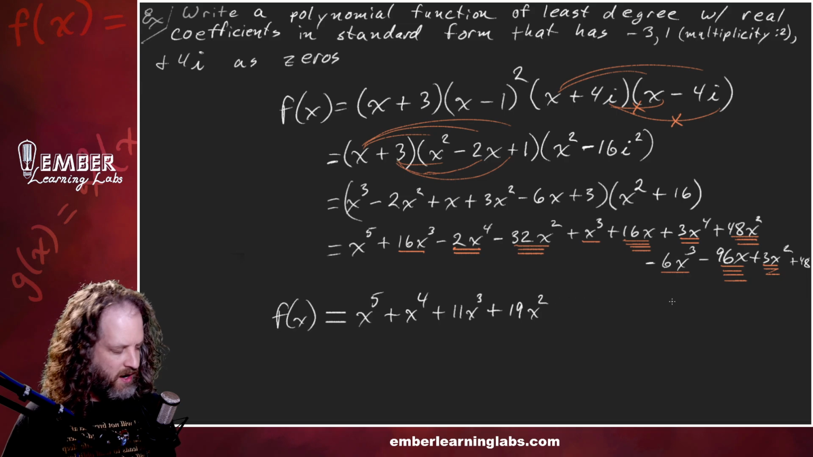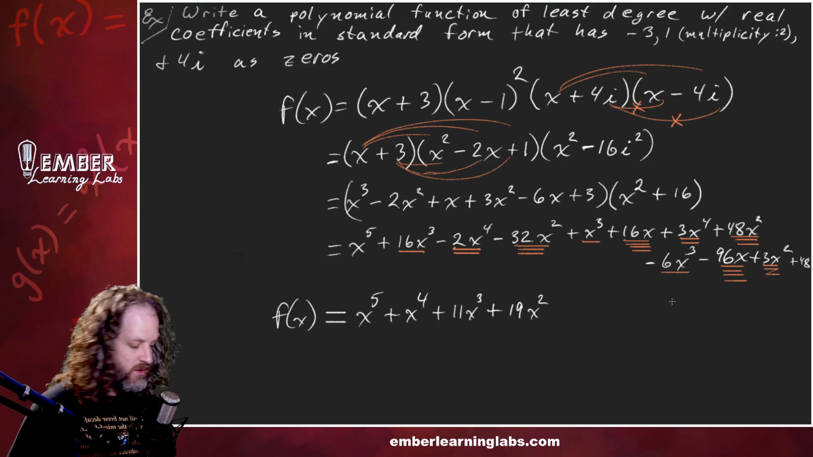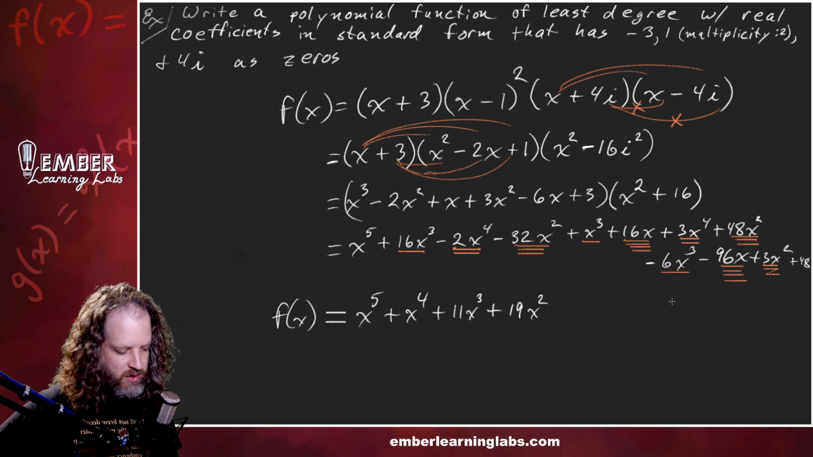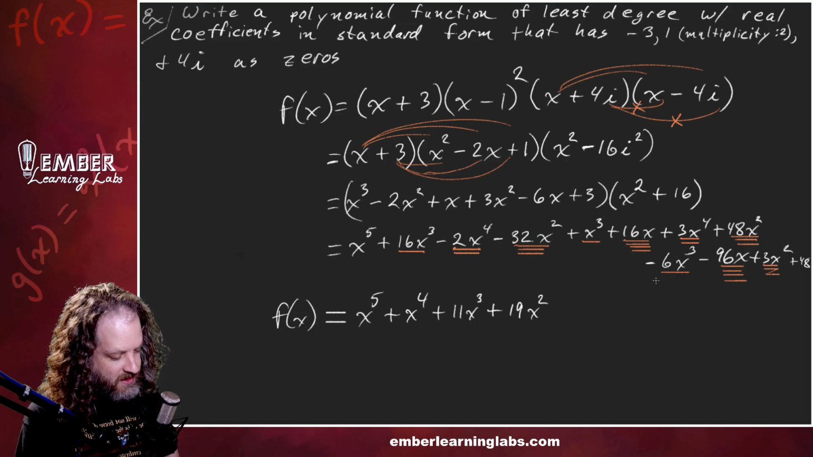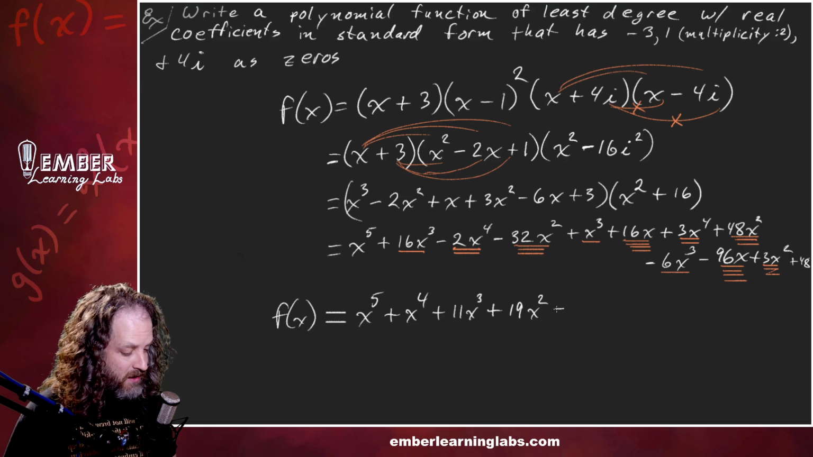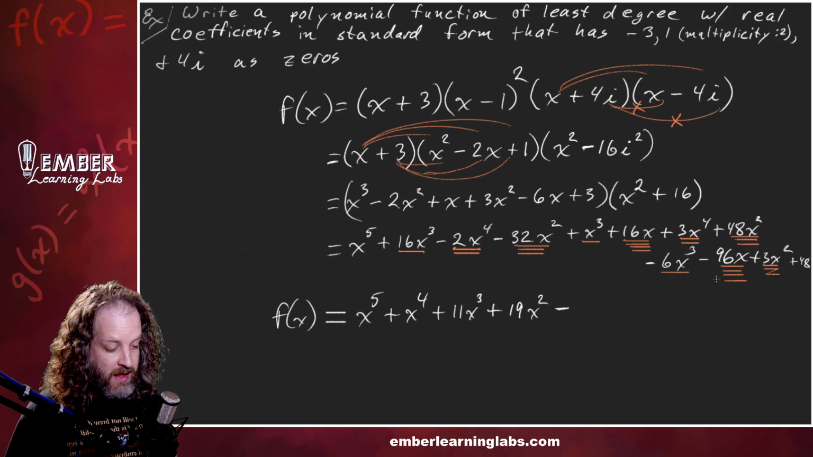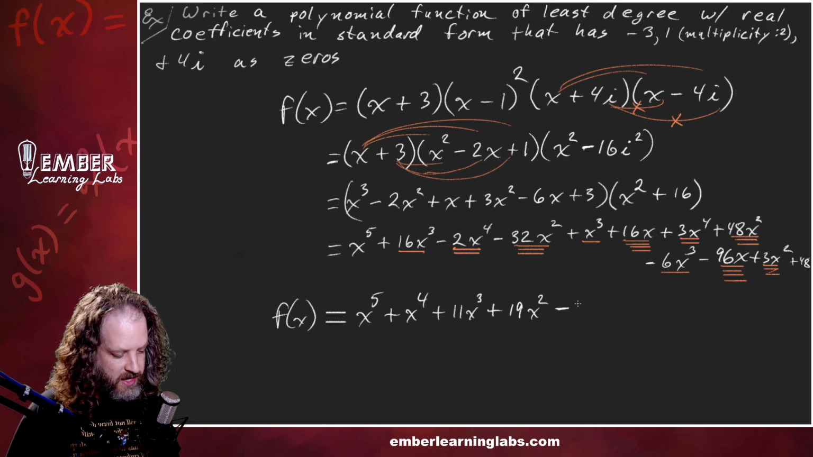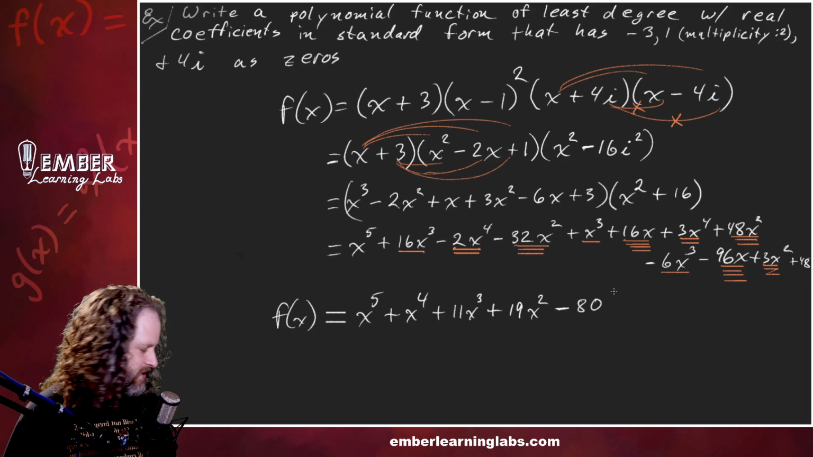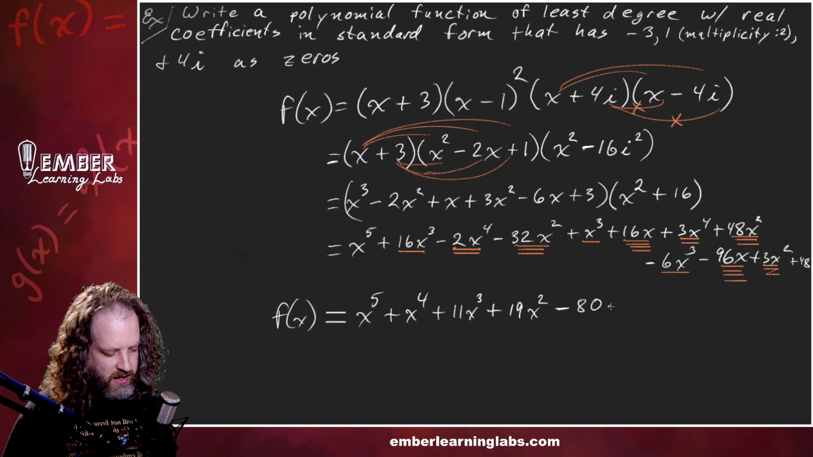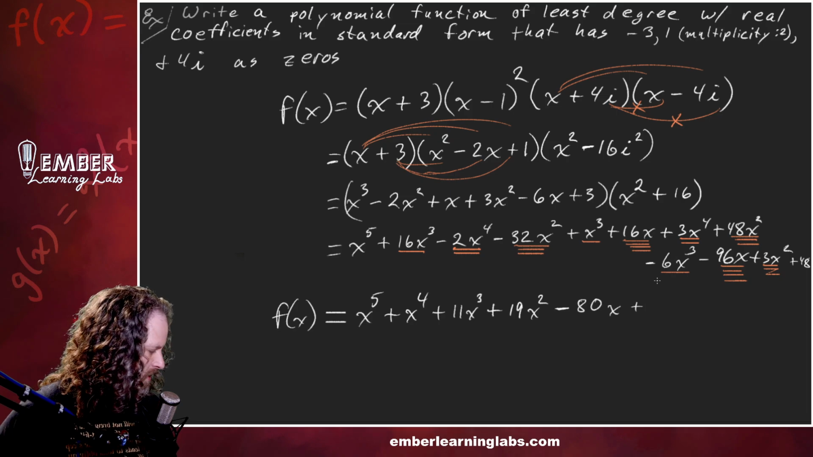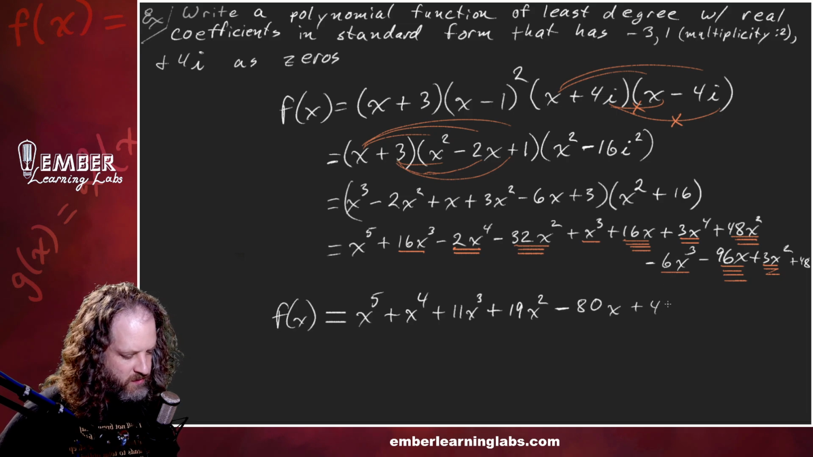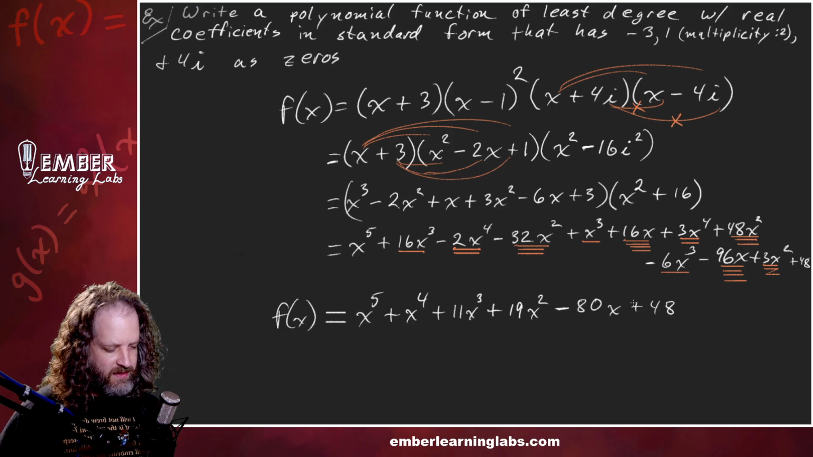X squared. We still matching. We're still doing well. Our next one, we've got the x terms. So 16 minus 96 is going to be a negative something. Negative 80 is what it looks like to me. Negative 80x. Still matching. Look at us. And then that 48 is going to come over by itself. So there is that.